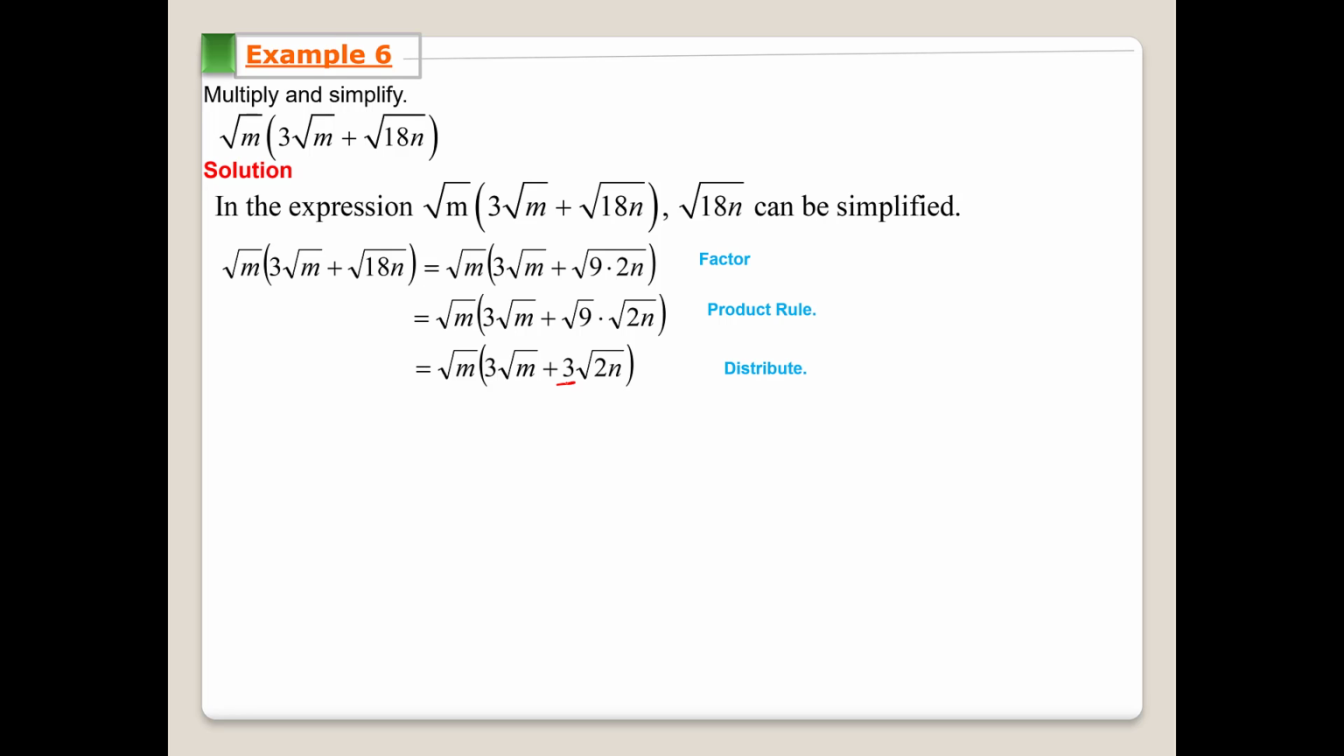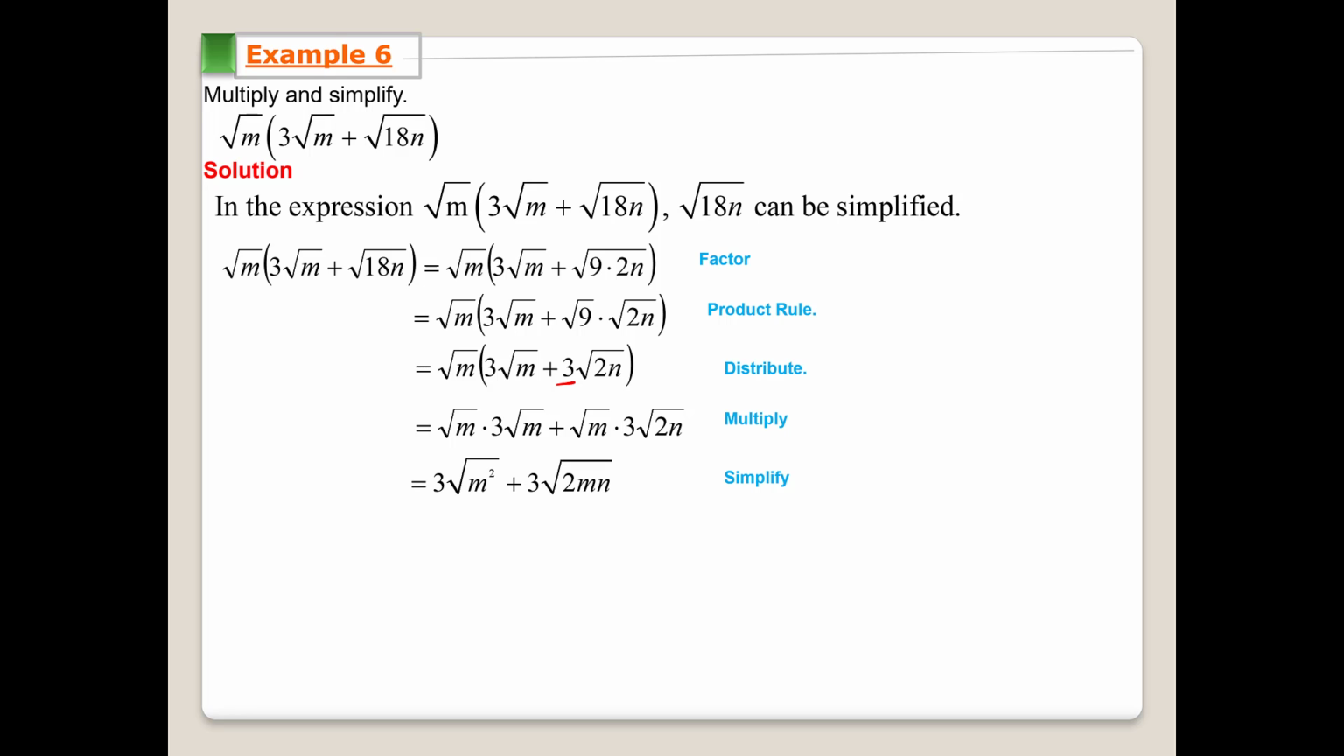So now, can we add those values inside parentheses? No, because they're not like radicals. So we'll go ahead and just distribute that square root of m inside the parentheses, in which case we did. Square root of m times those two values inside parentheses.